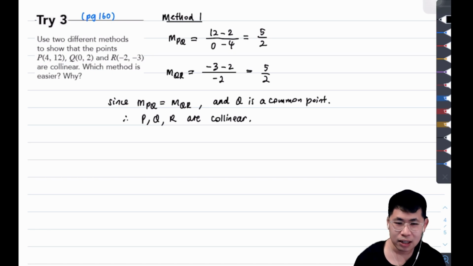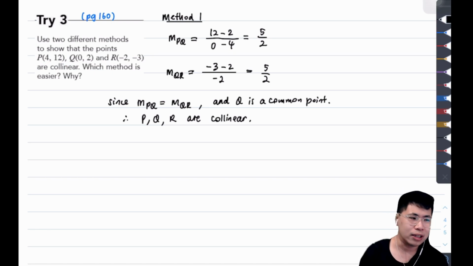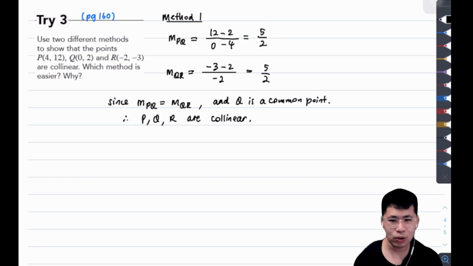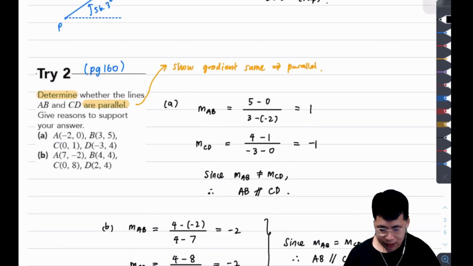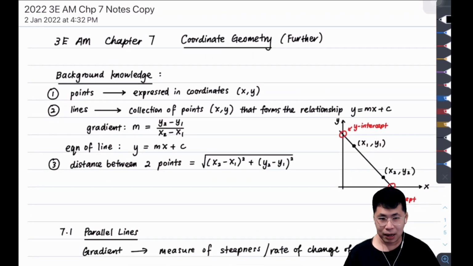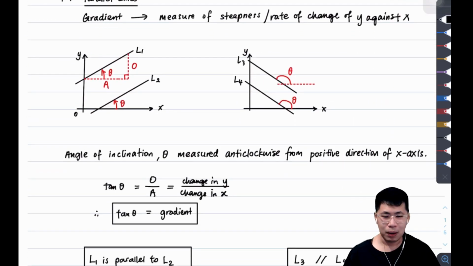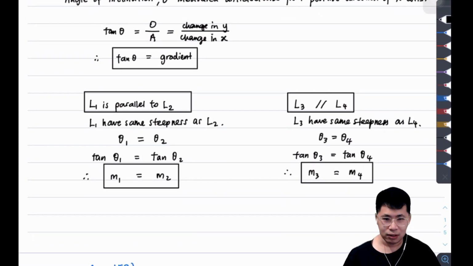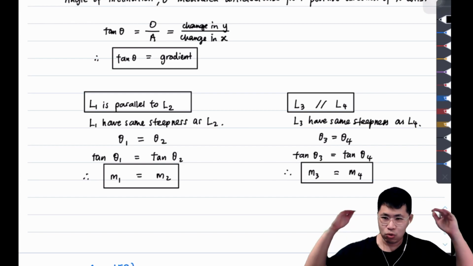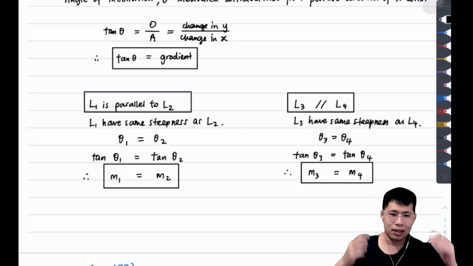I won't be presenting it here because method 1 should be good enough for you to look at collinear points. Let me show you once again what we are doing here. We did some recap from background knowledge, and we talked about the angle of inclination. The tangent of the angle equals the gradient, and because they are parallel, the tangents are the same, so the gradients are the same. When you have two parallel lines, the gradients are the same. This is the highlight of this part.